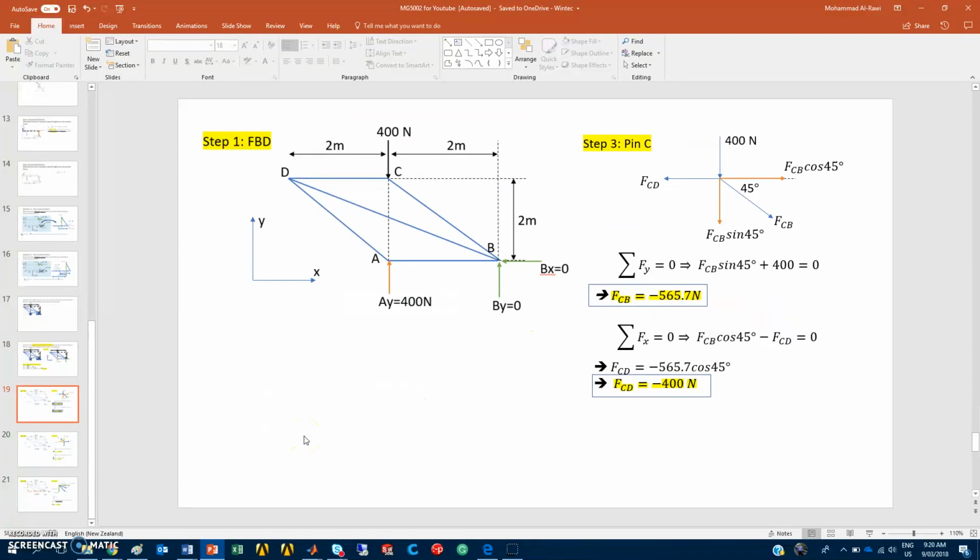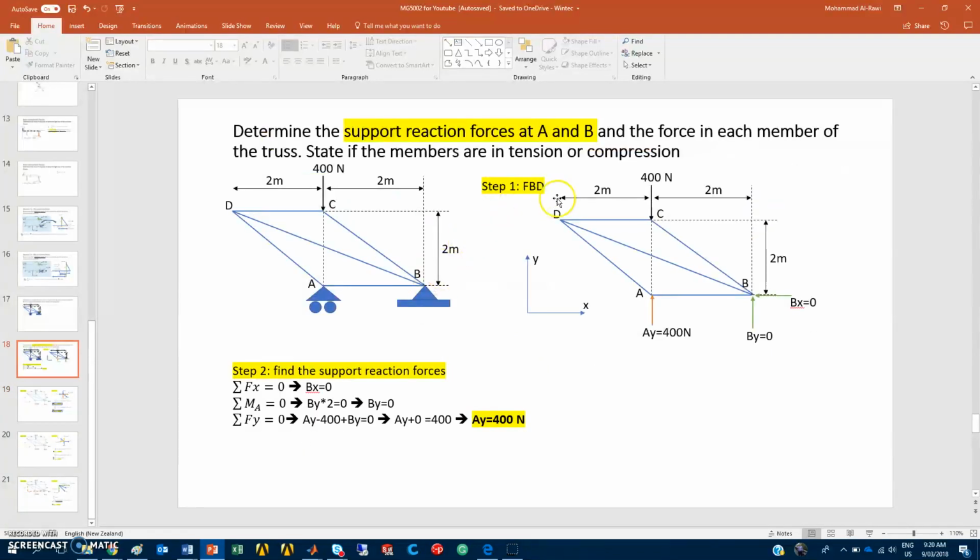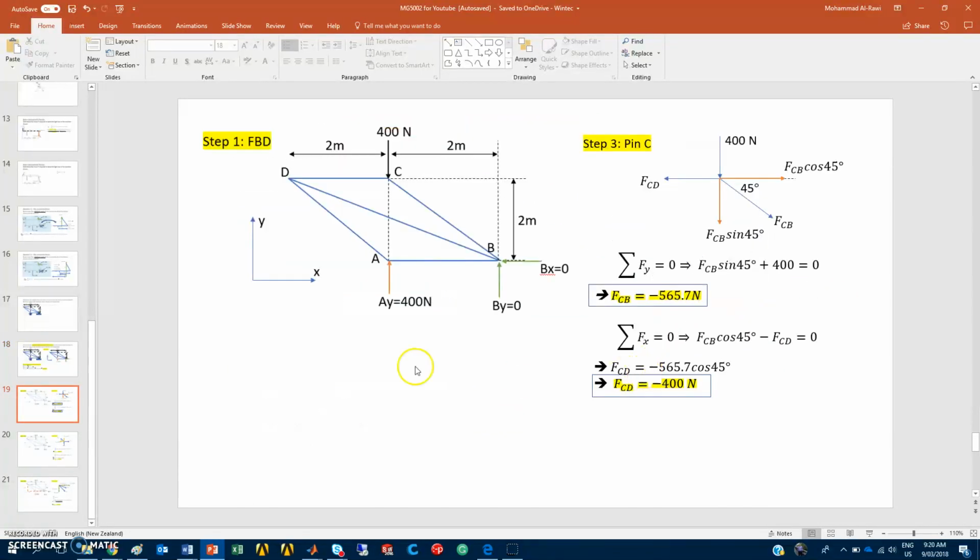Now, step 3. To revise, step 1, free body diagram. Step 2, find the support reactions. We locate them and put them in the free body diagram. So now I take this copy again, and make sure I bring my positive X and Y to know the direction. Step 3, pin at C. So I take this pin at C and apply the concurrent forces topic that we learned. So algebraic summation of forces in the Y direction and X direction, and then we determine the values of the members.